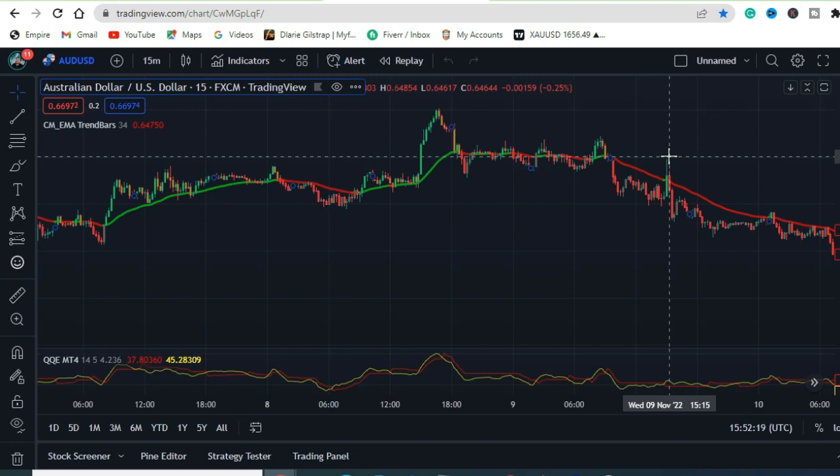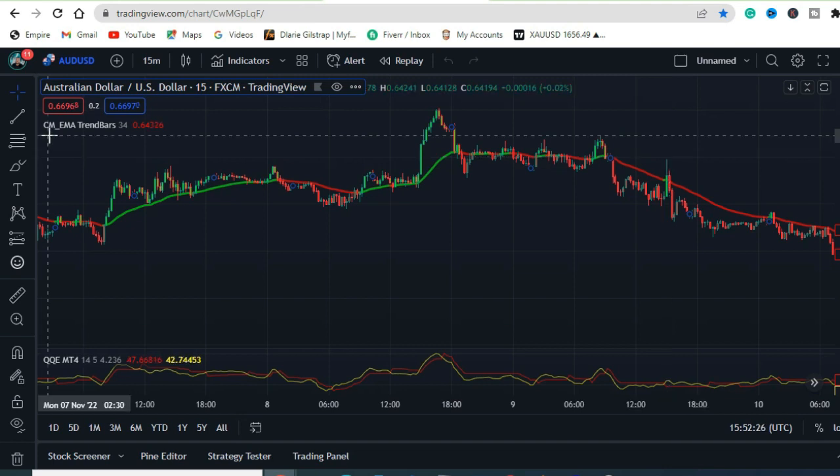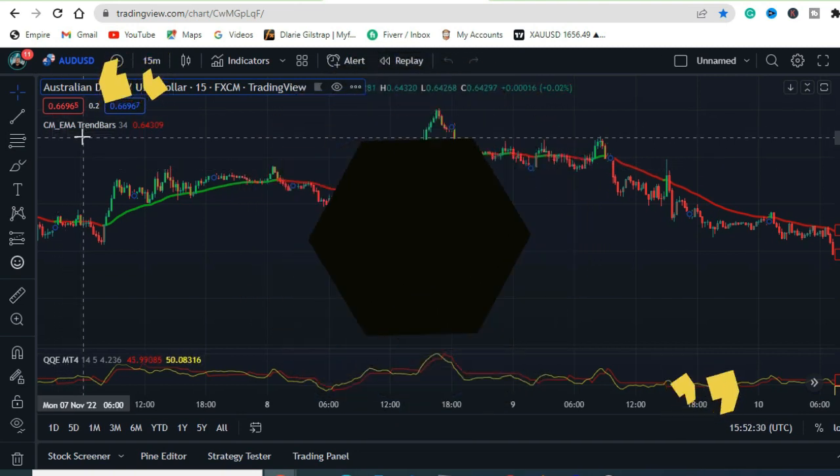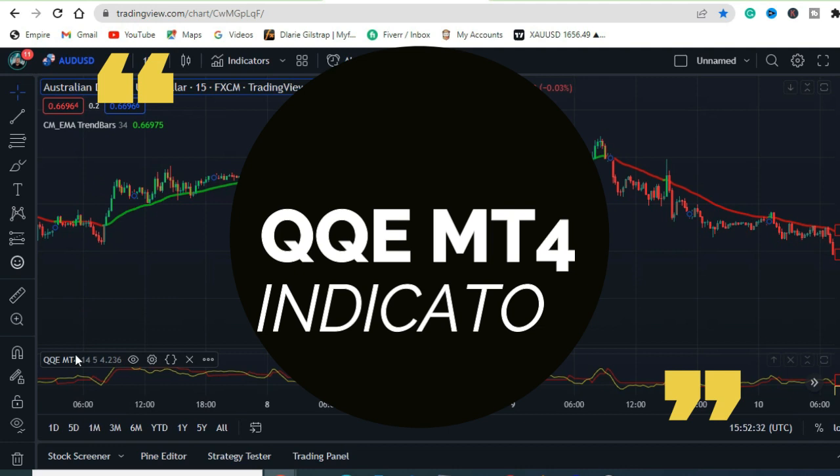So first and foremost, this is how the strategy works. I make use of two indicators right here. The first indicator is CMEMA trend bar, and the second indicator is QQEMT4.